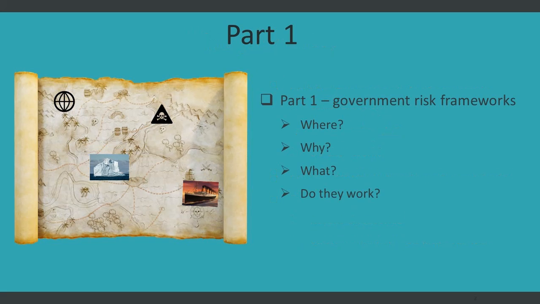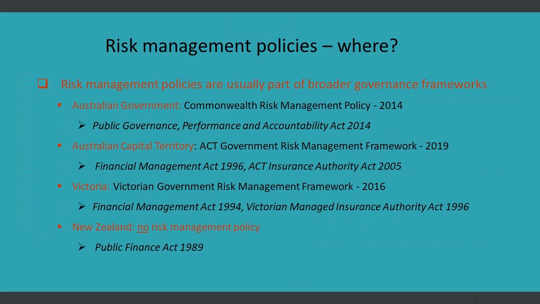Okay, let's start with government risk frameworks and consider where are they found, why do we have them, what's in them, and what is their impact. So where do you find risk management policies? Well, most of them are found in normal operating frameworks on public expenditure that all government agencies have. In Australia, that's the Public Governance, Performance and Accountability Act. And as you can see from the slide, there are other jurisdictions that have similar types of legislation.